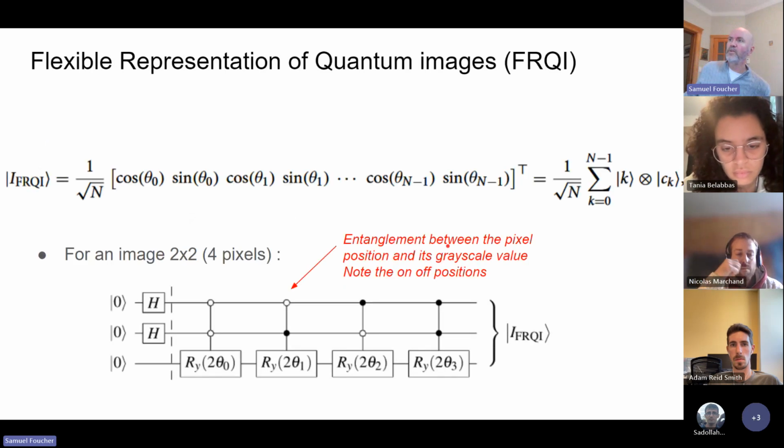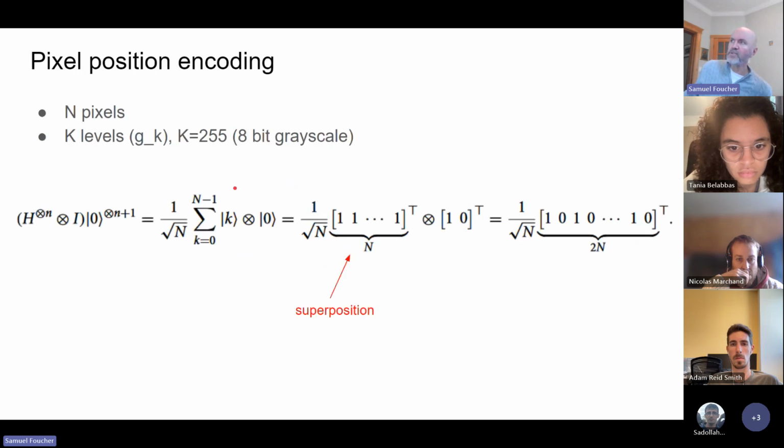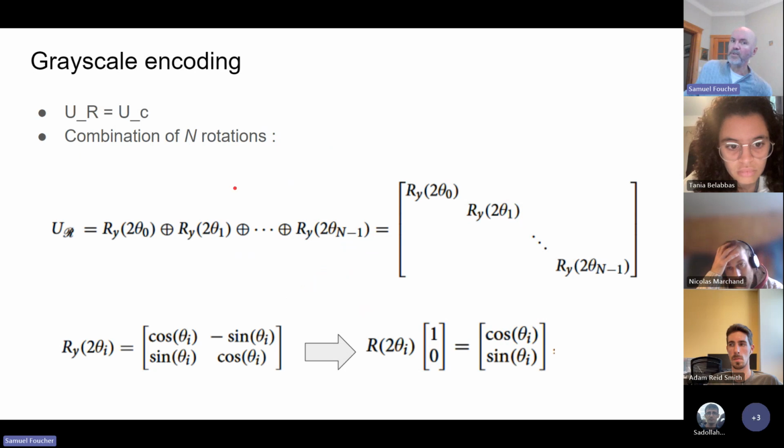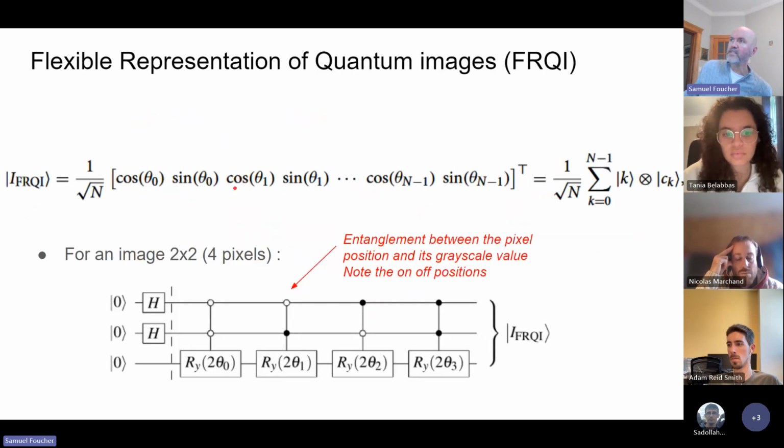So when you put all the things together, FRQI becomes all of that. We've added the superpositions due to the position and the rotations I've shown before, those rotations here for the grayscale value. And that gives these nice equations. So how is it implemented?